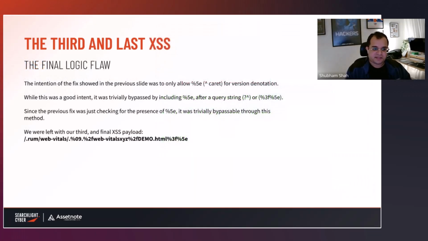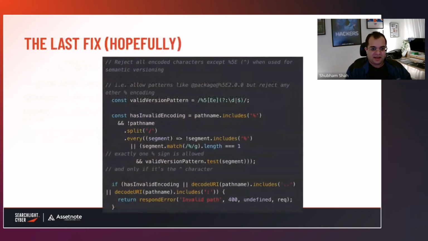The third XSS, the final logic flaw, was actually quite simple. We just did the same thing as the second XSS, but we appended a %5e after a question mark at the end of the URL. This meant that it was trivially bypassable, and we were able to get the XSS for the third and final, hopefully final time. So this was the last fix, hopefully.